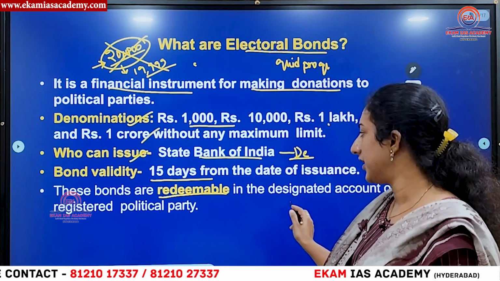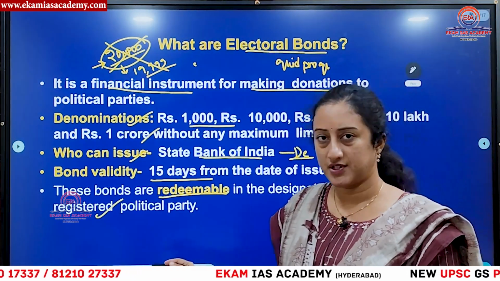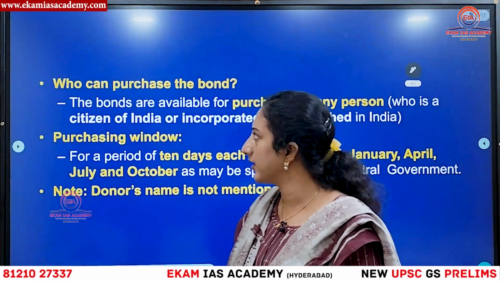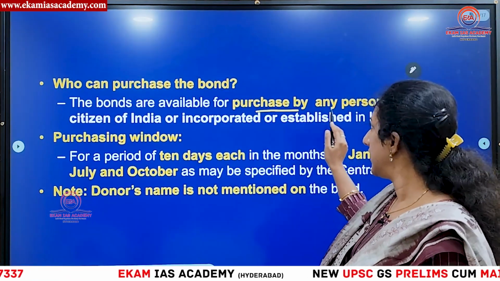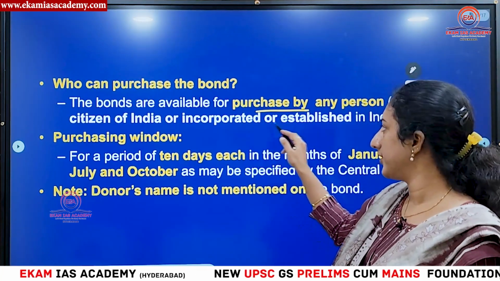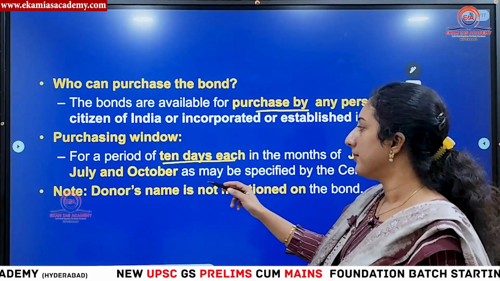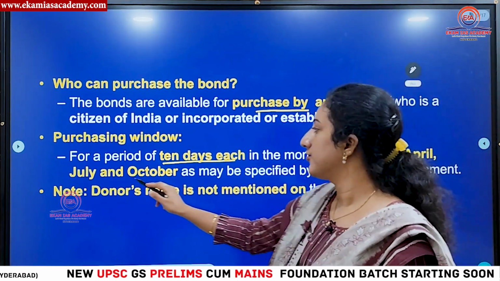So in this way it is redeemed. That means only registered political parties can receive the benefits from this scheme. We'll discuss this also in detail now. Who can purchase? I told you, anyone can purchase. It can be a citizen of India or any organization incorporated or established in India. Then the purchasing window: 10 days it will be open, maximum in the months of January, April, July and October.